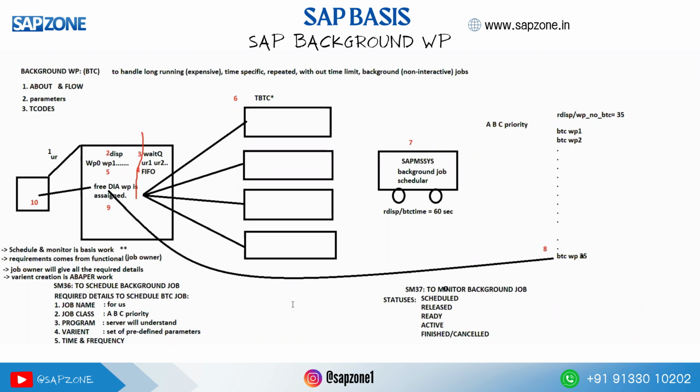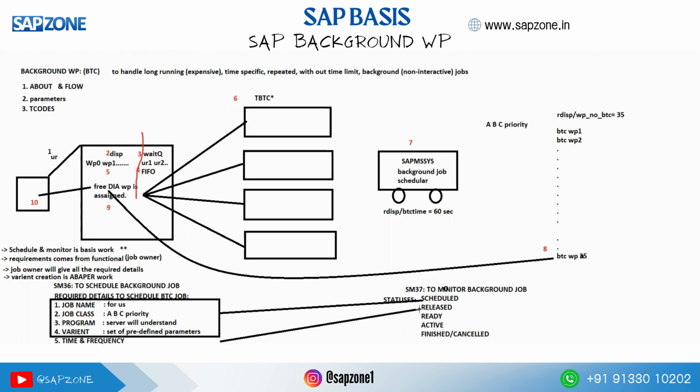Scheduled means, please remember, in SM36 you have given all these details. This is nothing but a schedule. In SM36 you have given all these details except time. When you have given a time also, the job will come to the released status.